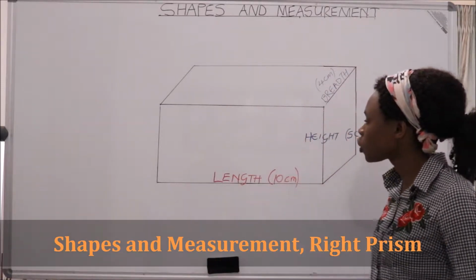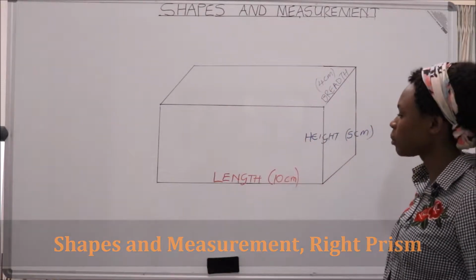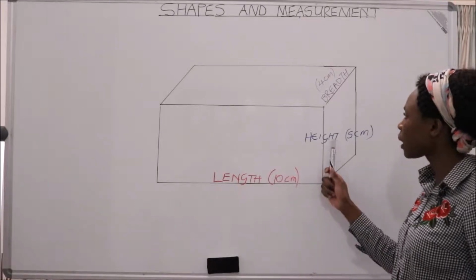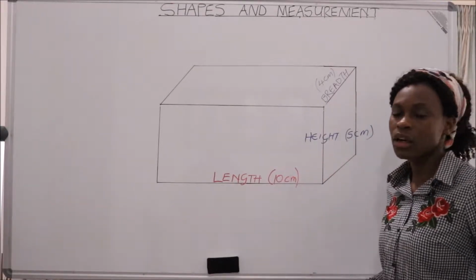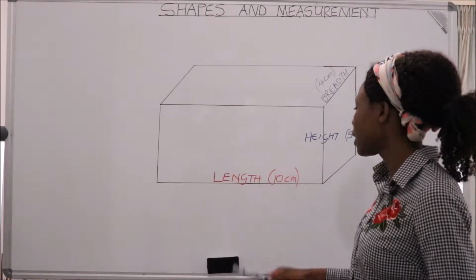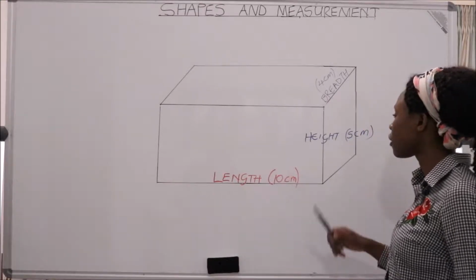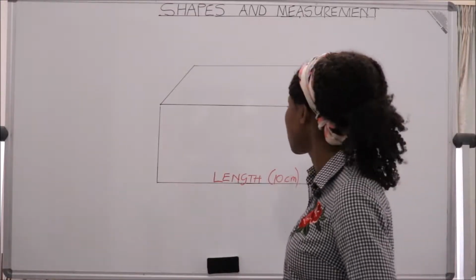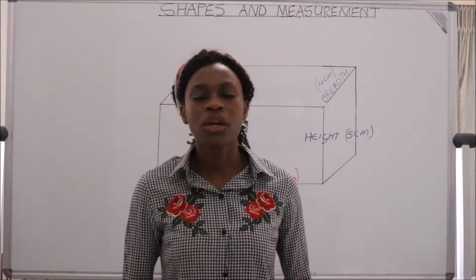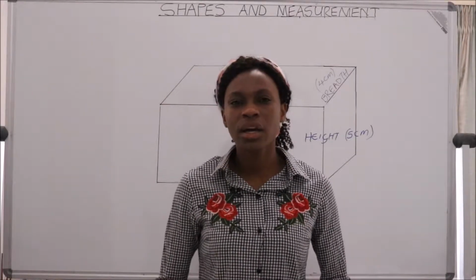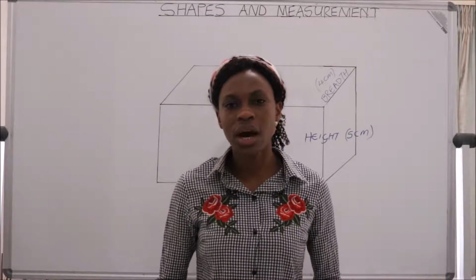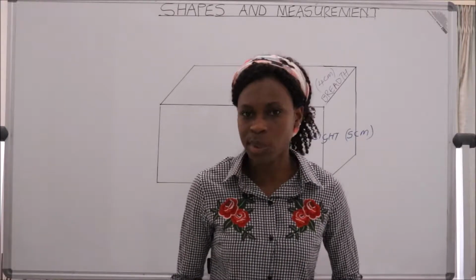Alright, here on the chalkboard we have a shape of a right prism, on which we have the length, the height, and also the breadth of the prism. The length here is 10 centimeters, the height is 5 centimeters, and the breadth of the shape is equal to 4 centimeters. When we are dealing with surface area, you can always refer to your book to check how the equation of the surface area has been derived.